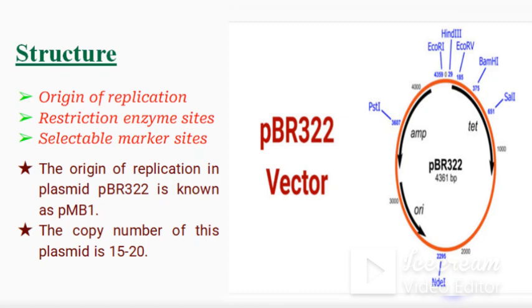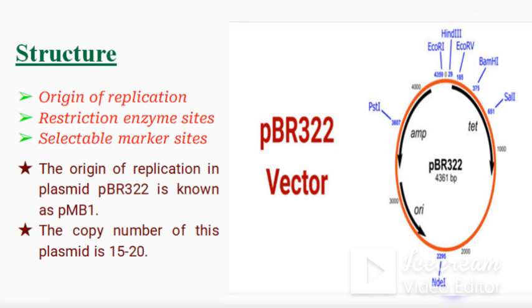We go to the structure of the pBR322. The structure is combined with the origin, sites and selectable marker. Now we come to the sites. What are the sites present in the pBR322? The plasmid pBR322 has restriction sites for over 20 restriction endonuclease enzymes, and it contains genes that give resistance against two antibiotics, namely penicillin and tetracycline.